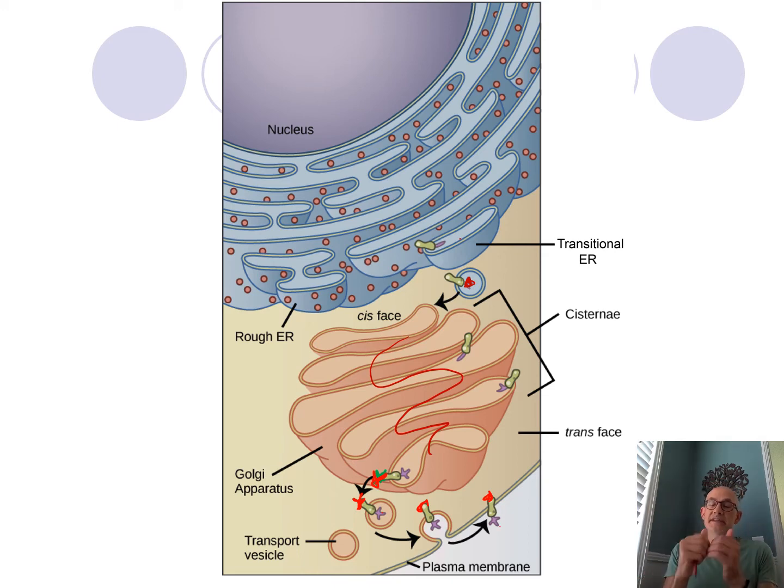So whatever's on the inside of the vesicle becomes the outside of the cell, and whatever's on the outside of the vesicle is going to be on the inside of the cell. So it kind of inverts. And so if this were filled with, say, digestive enzymes, those would be then released out into the outside of the cell.